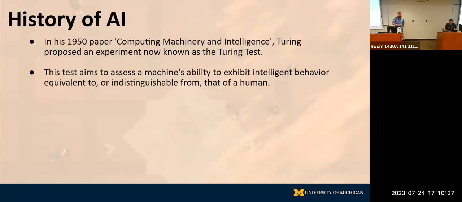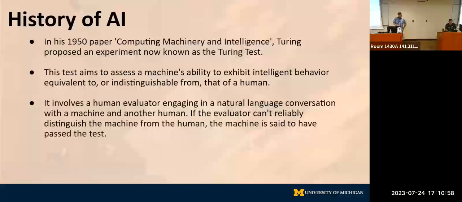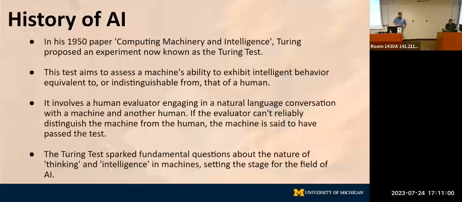To the point that even now, employees at some large AI companies have been leaving because they don't agree with turning off AI in case it's sentient, which is kind of a crazy time. I don't believe it myself just yet. I don't think we're quite there yet. But I think it's pretty impressive that we're getting to the stage of people leaving their jobs over it. So the Turing test sparks this fundamental question about the nature of thinking and intelligence in machines and in humans as well and elsewhere, setting the stage for the field of AI.